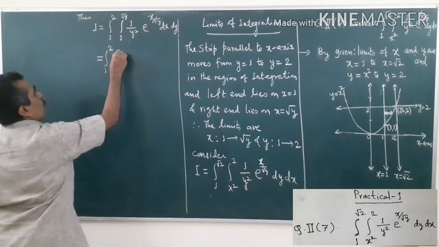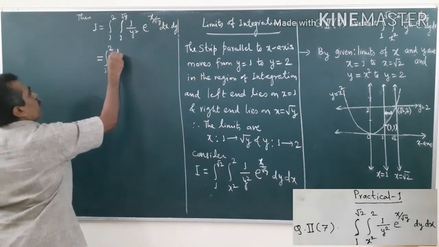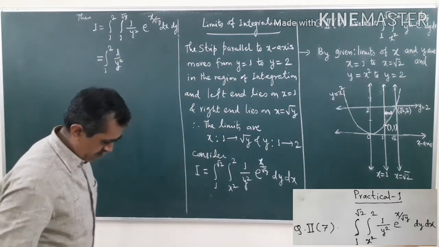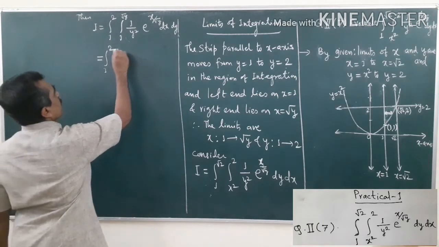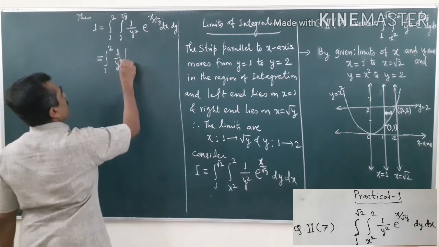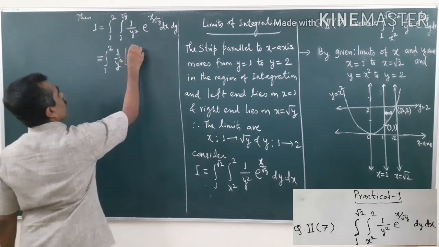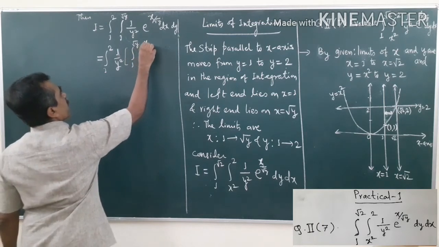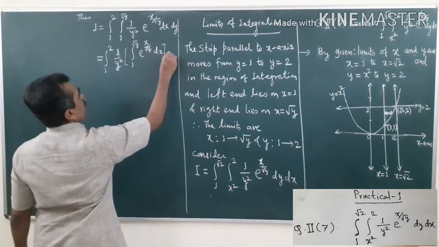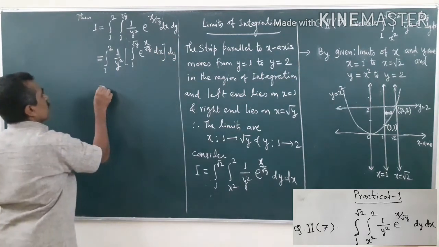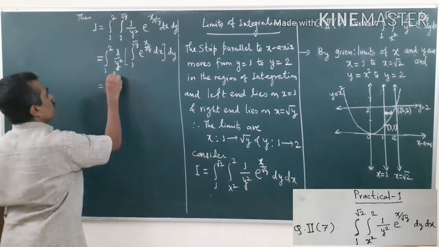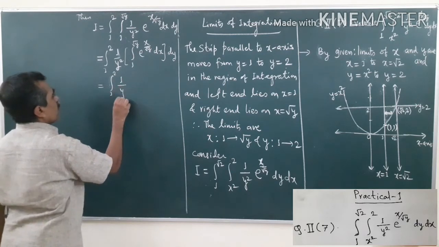So, 1 upon y square has nothing to do with the integral, so I will take it outside. Now, I will write the integral in the bracket so that you will understand: integral 1 to root y e raised to x upon root y dx and dy. This equals integral 1 to 2 1 upon y square.